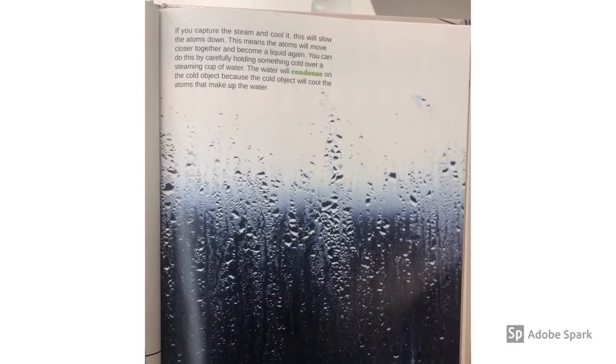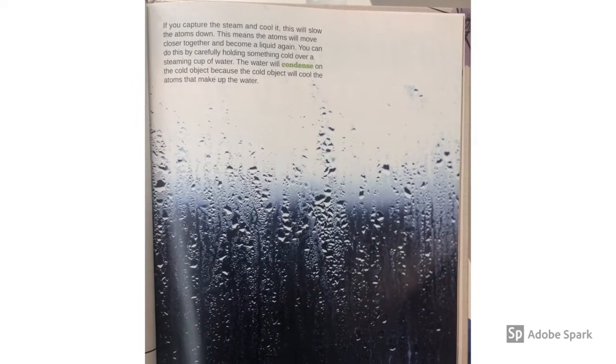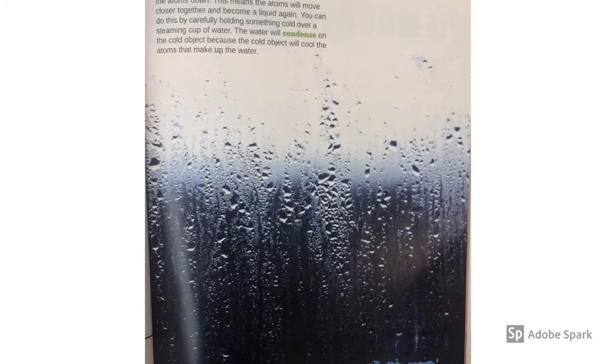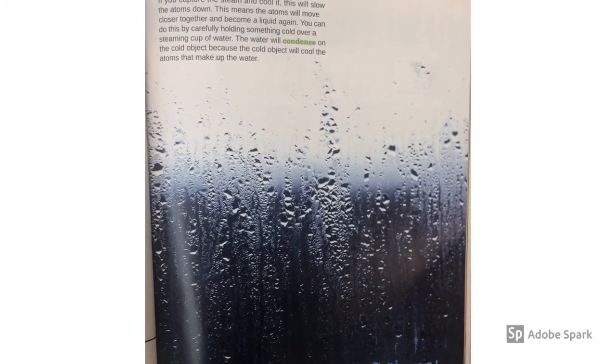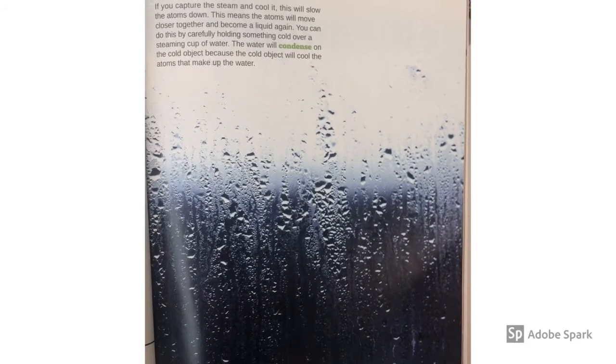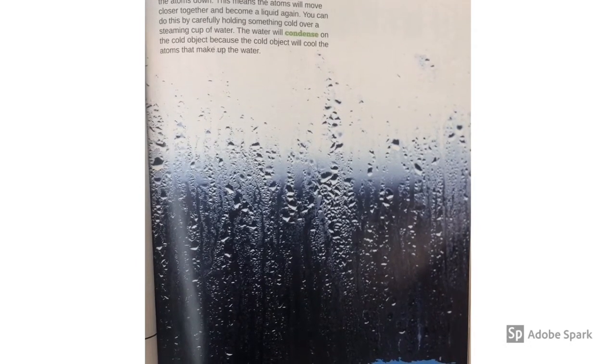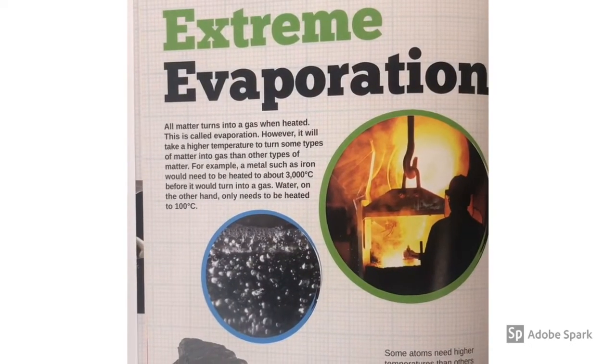If you capture the steam and cool it, this will slow the atoms down. This means the atoms will move closer together and become a liquid again. You can do this by carefully holding something cold over a steaming cup of water. The water will condense on the cold object because the cold object will cool the atoms that make up the water. So, all matter turns into a gas when heated.